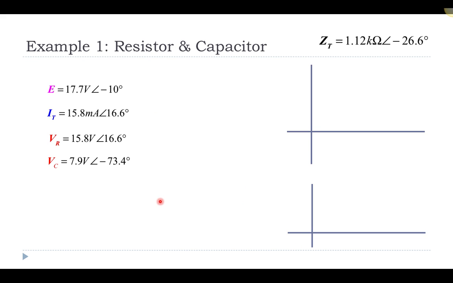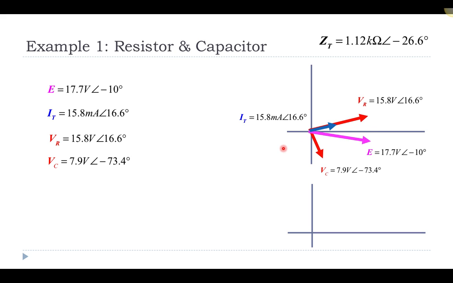I can make a plot now of these different values. The voltage supply is at an angle of negative 10 degrees. The current is at an angle of 16.6. The voltage across the resistor is also at an angle of 16.6. This makes sense because the voltage across the resistor and the current through the resistor are always going to be in phase with one another.